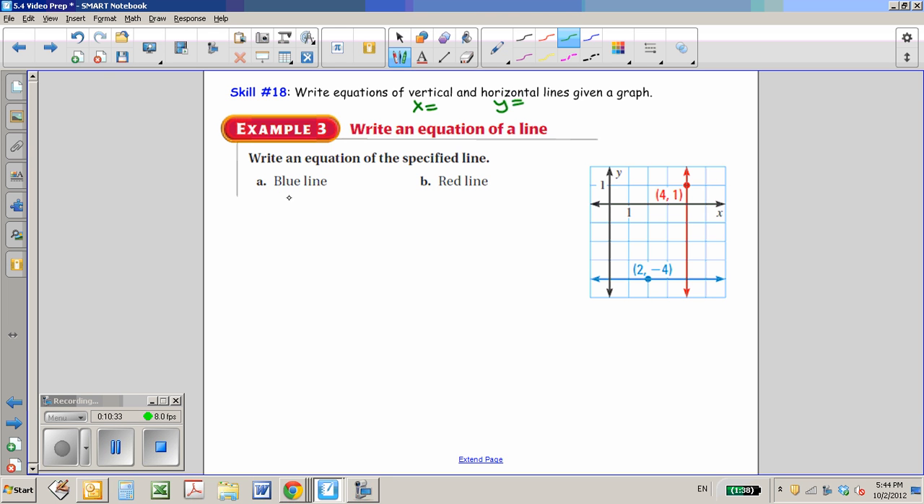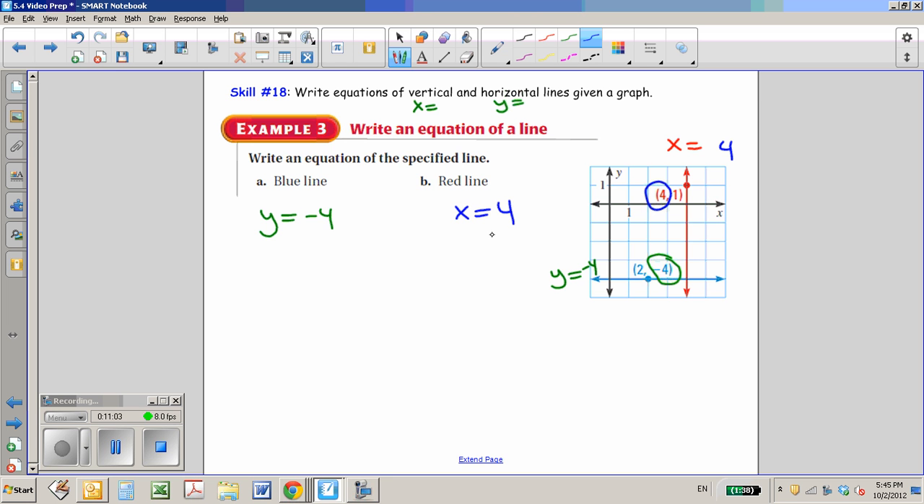So for the blue line, it is a horizontal line, so I know the equation is going to be y equals, and all you have to do here is look at the y coordinate, right? So if the y coordinate is -4, that's the y equals. So that's your blue line, y equals -4. My red line is a vertical line, so I know it's going to be x equals, and in order to know what the x is, you just have to look at the x coordinate here. So it's x equals 4.